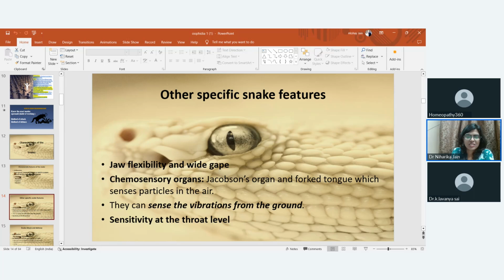There is an organ, they test with their tongue and they have sense in the ear. They can sense the vibration from the ground. आसपास क्या हो रहा है, they are very observant. And sensitivity at the thought level.